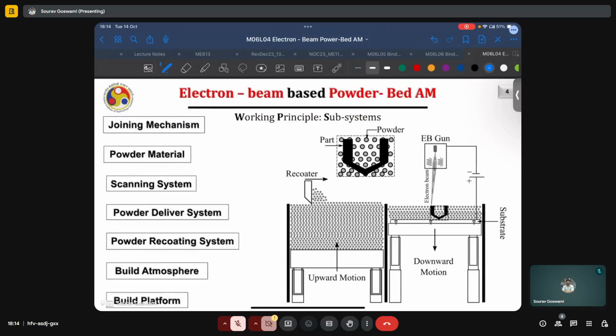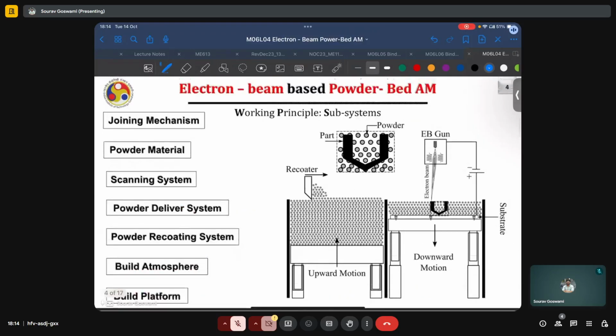The joining mechanism in this case is typically melting, as the name suggests. So, the name of the process itself being electron beam melting or EBM. Here the material is fused together by melting and fusion, and I am not really aware of any commercial processes which resort to sintering, although such a thing is entirely possible. The powder material which is typically used in an EBM process has to be conductive and is typically metallic.